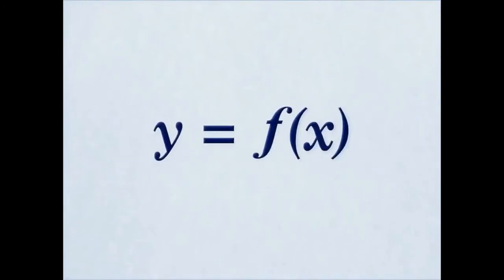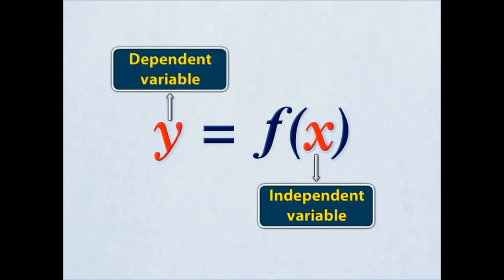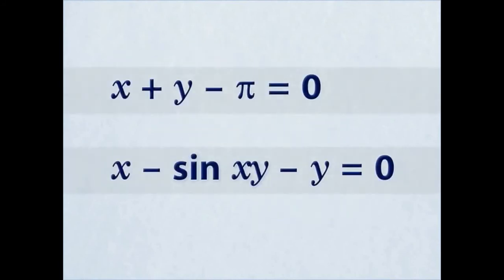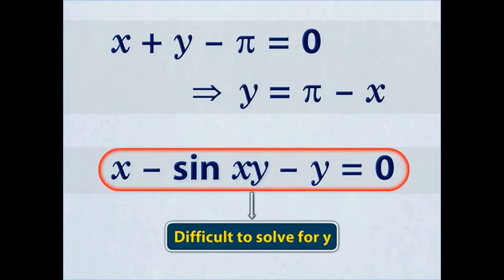You may already know that we generally express a function in the form y equals f of x, where x is an independent variable and y is a dependent variable. However, we may not always express functions in this form. At times, we express them like this. However, undoubtedly, in either of the cases, y depends on x. While we can solve the first function for y easily, we may find it difficult to solve the second one for y.